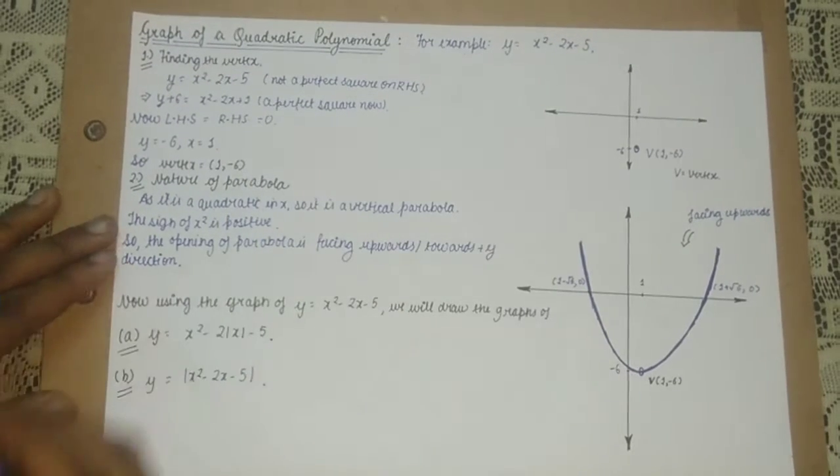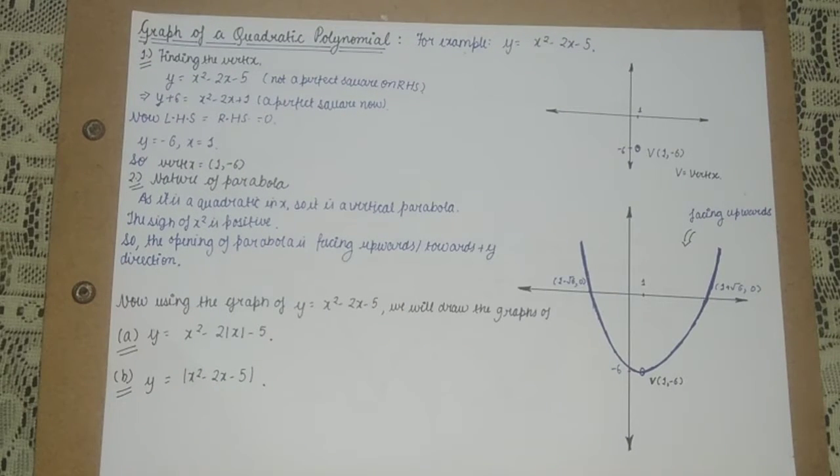The second thing which we need to find is the nature of the parabola. So as it is a quadratic in x, it's a vertical parabola. Now we need to see whether its mouth is facing upwards or downwards. Since the sign of x square is positive, the nature of the parabola is a vertical parabola with its mouth facing upwards. Had it been a quadratic such that y is directly proportional to minus x square, then the opening of the parabola would be facing downwards.